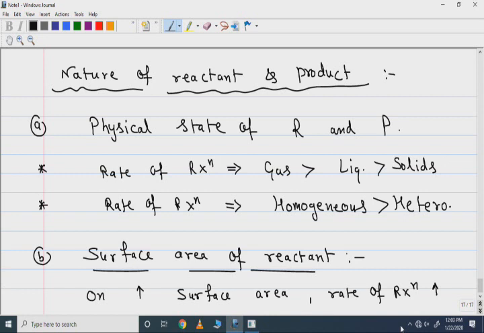If you are not clear with any of these points, you can ask me. If you need some more clarification regarding any point, you are most welcome. Okay, so let's move on.